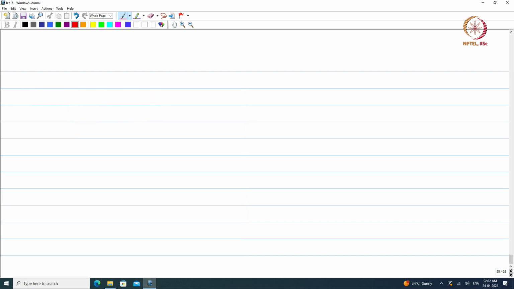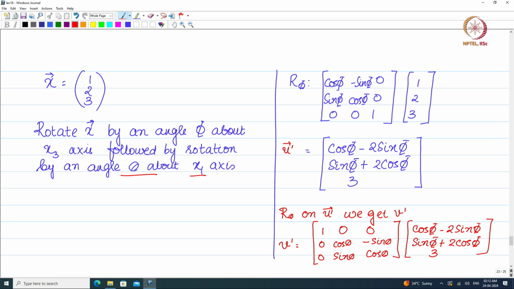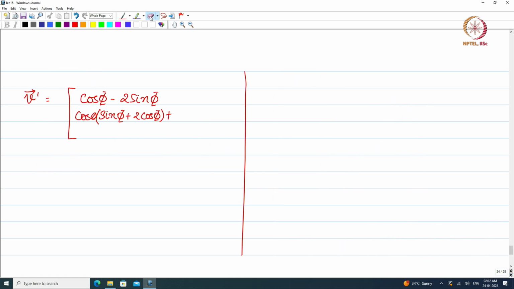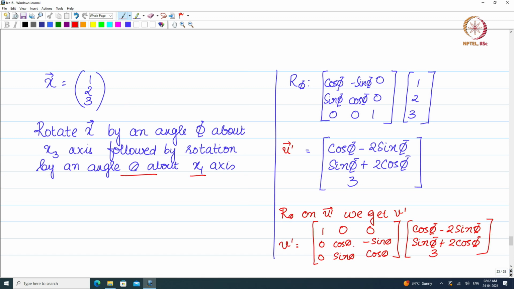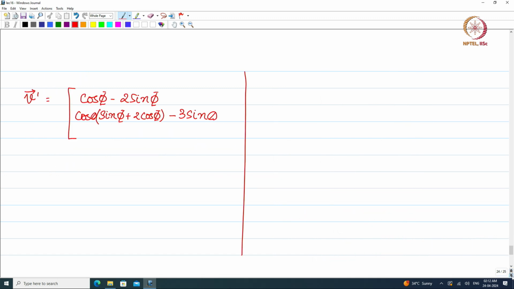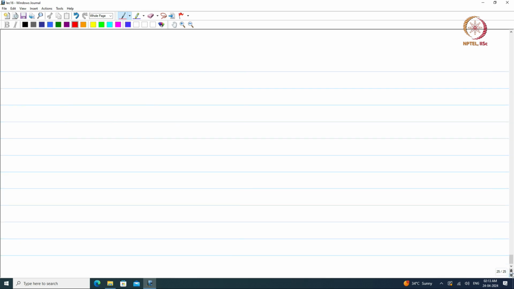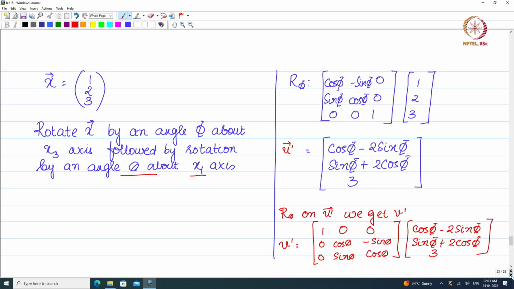plus minus sin theta into 3, so this is minus 3 sin theta, and this one is again 0, this is sin theta into sin phi plus 2 cos phi, plus 3 cos theta.